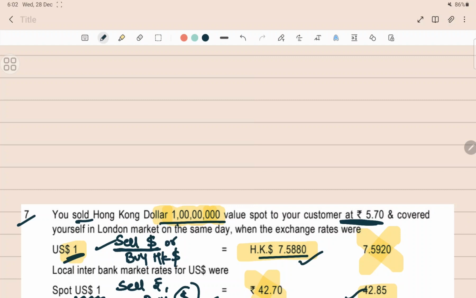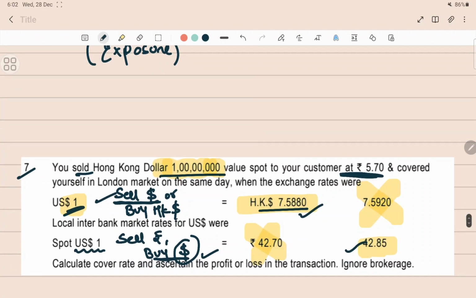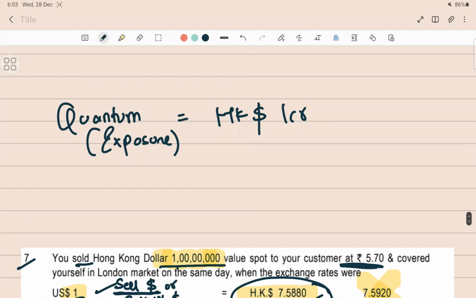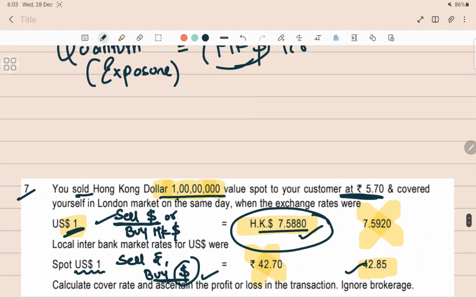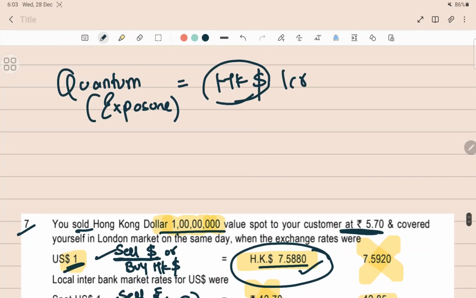Now the quantum, or you can also say this is called the exposure, which is equal to HK dollar 1 crore. Okay, this is given to you. Now from both these quotes, where do you find Hong Kong dollar? This or this? This is a rupee and this is Hong Kong dollar, this one. And this rate is already selected. Now with this, what do I do? Divide this rate or multiply? See, the quantum is Hong Kong dollar and this is a direct dollar quote given to you. So both the currencies are not the same, so you have to divide.